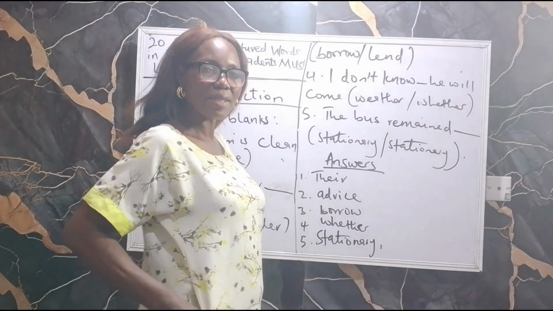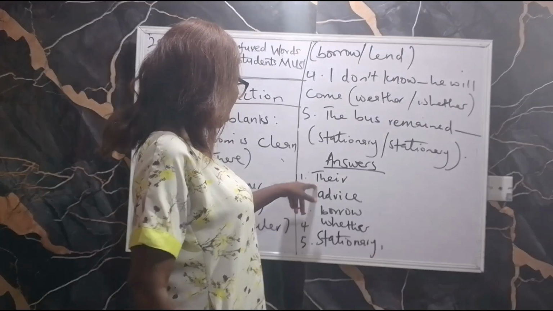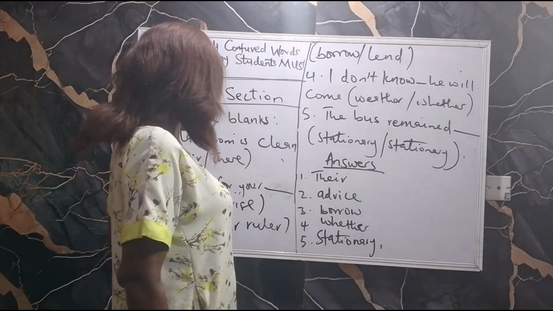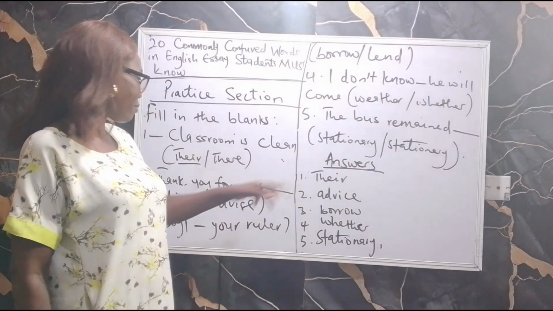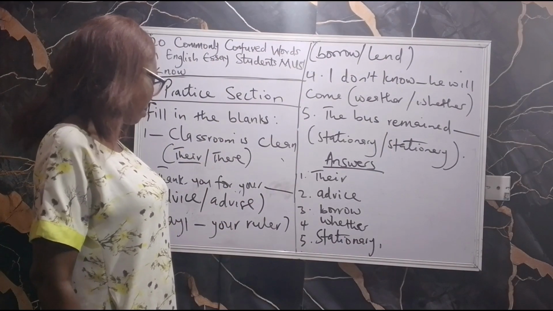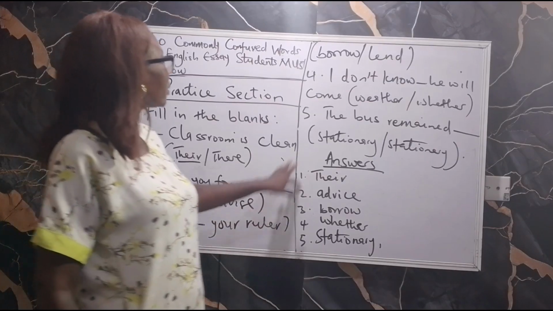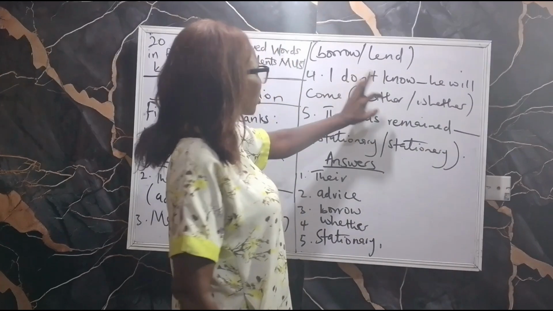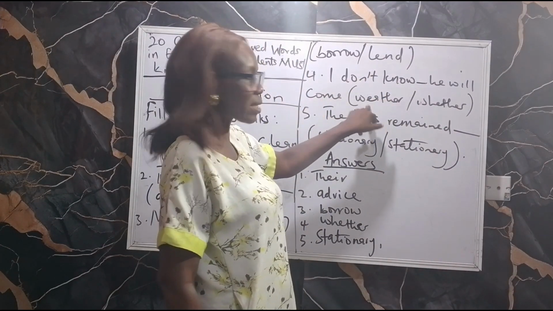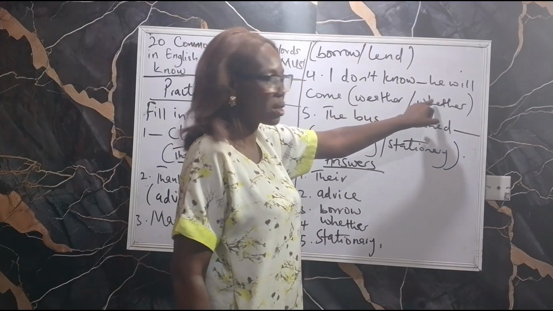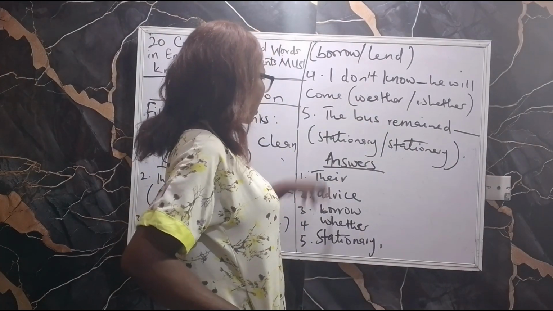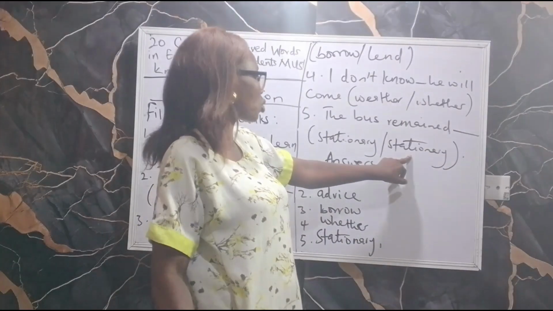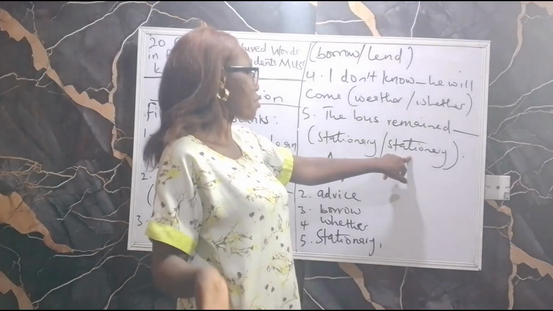Now, let's mark our answers. The first one is their. Their classroom is clean. The second one is advice. Thank you for your advice. And the third one is borrow. May I borrow your ruler? While the fourth one is whether. I don't know whether you will come. Remember, this weather is atmospheric condition. So the one we will use is this. Then the fifth one, the answer is stationery, not stationary, because this one refers to materials, maybe for writing.